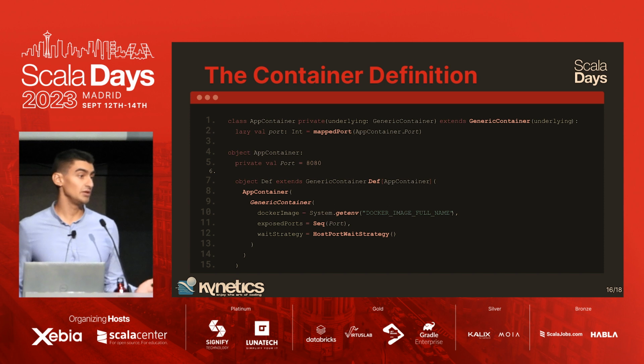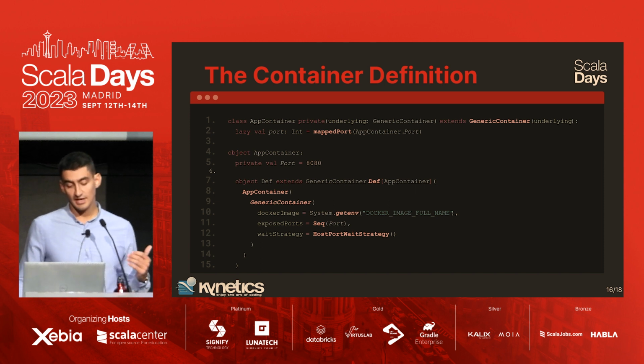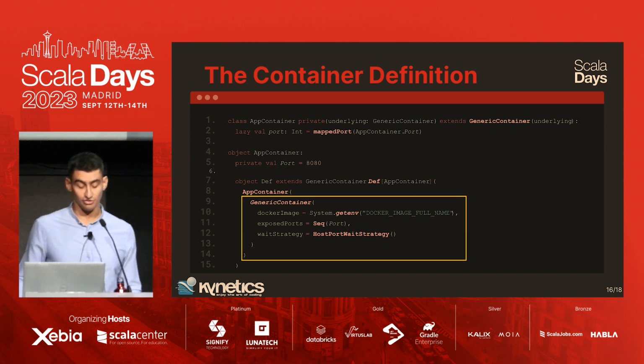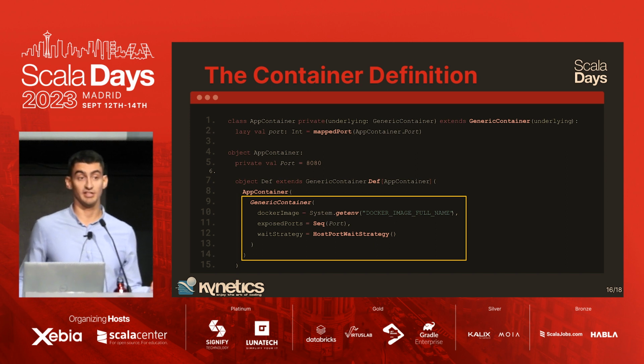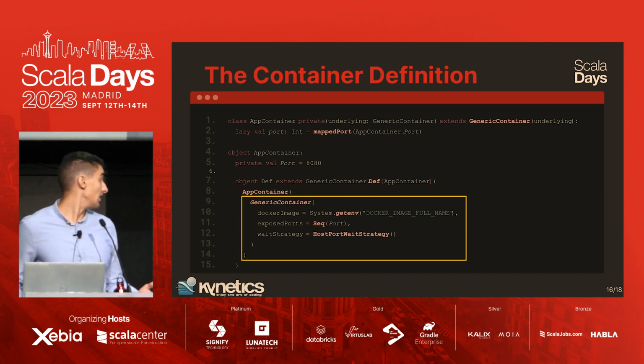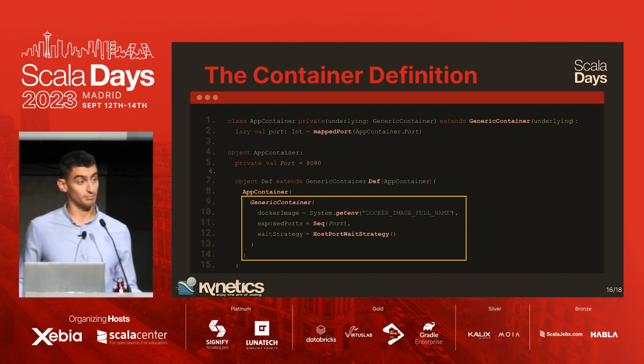Now, if you're familiar with Docker or Docker-compose, a container definition is essentially the same thing done programmatically. For example, using this generic container constructor, we can specify the name of the Docker image. Once again, see that we are fetching it from an environment variable that is set by SBT. So this way, we avoid code duplication in the name of the Docker image and in the version too. We can specify the exposed ports, in this case, port 8080, used by the container.